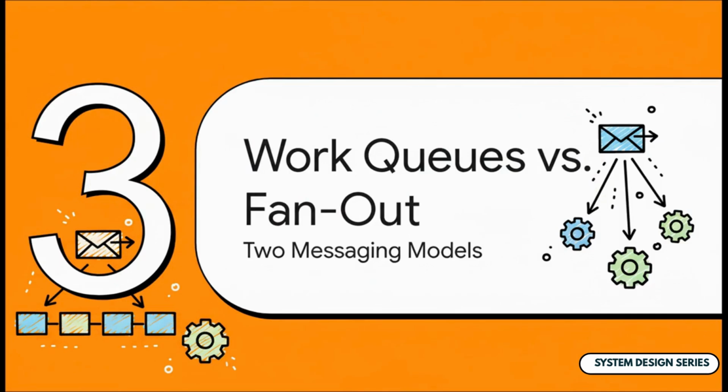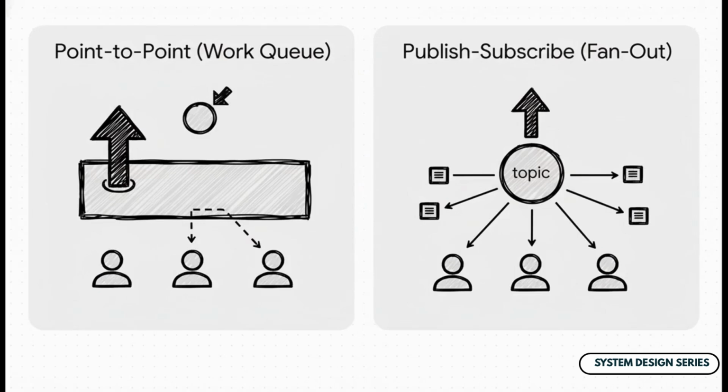All right. You've got the basics, but not all messaging is created equal. There are two main patterns or models you're going to see out there, and picking the right one is absolutely crucial for your design. So you've got two main flavors. On one side, you have the point-to-point model, which we almost always call a work queue. The rule here is simple. One message gets processed by exactly one consumer. It's perfect for dividing up a big pile of work.